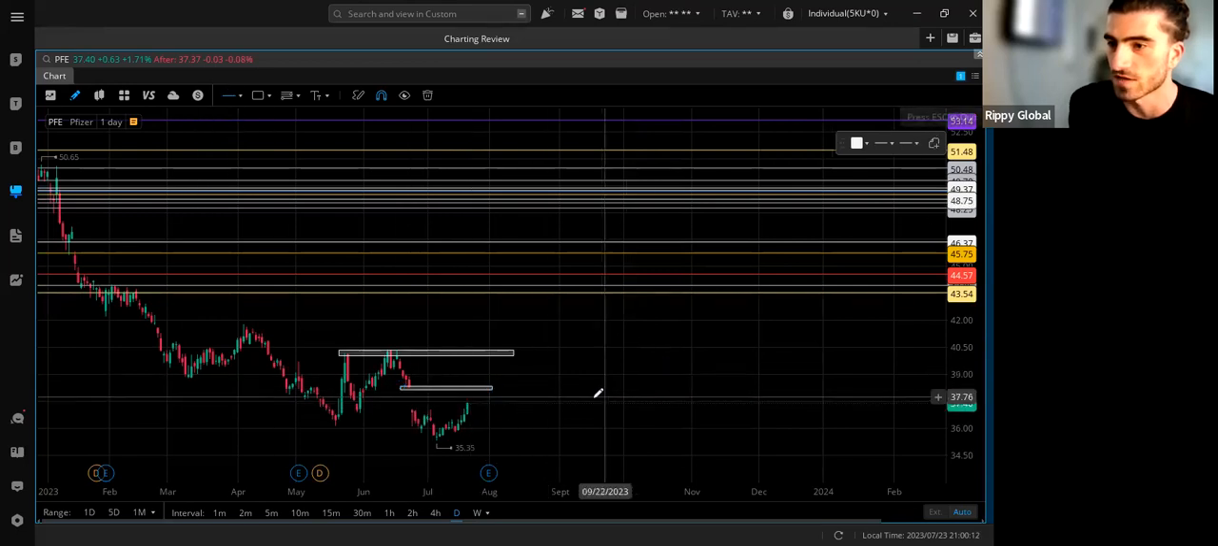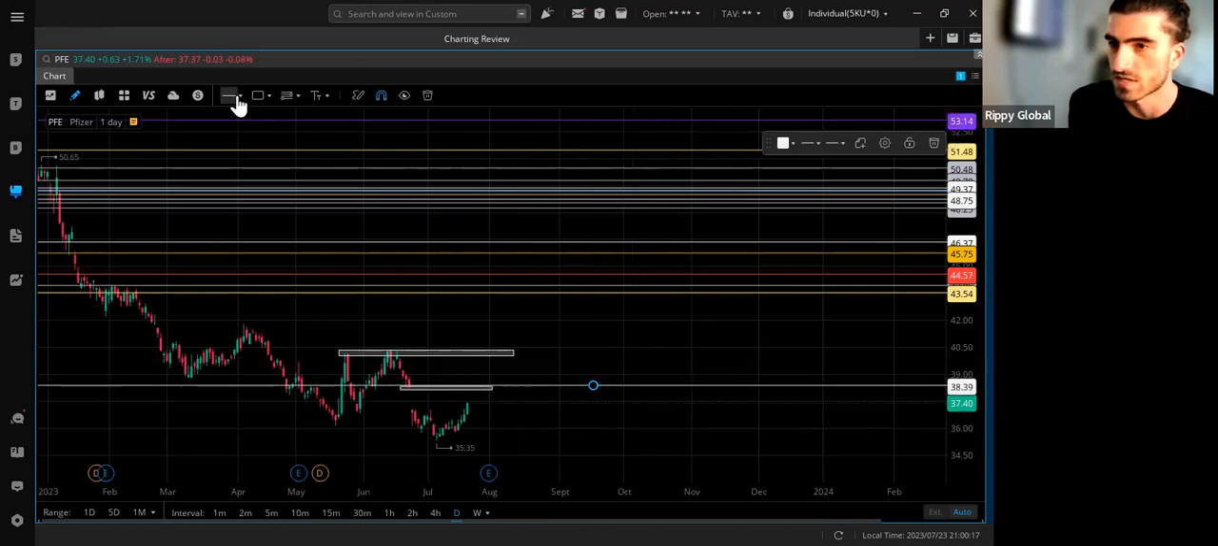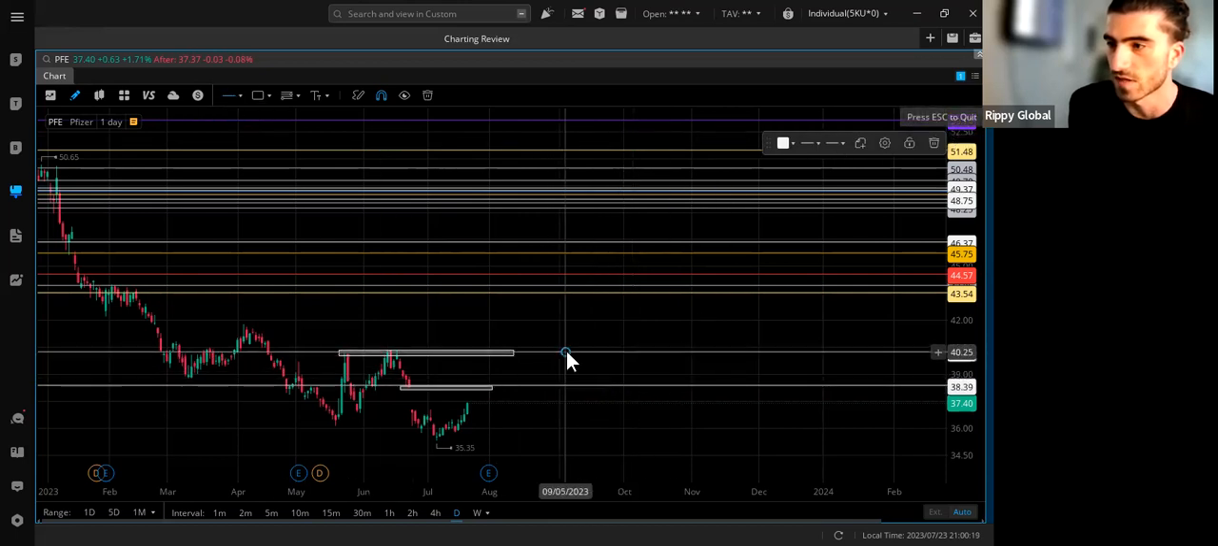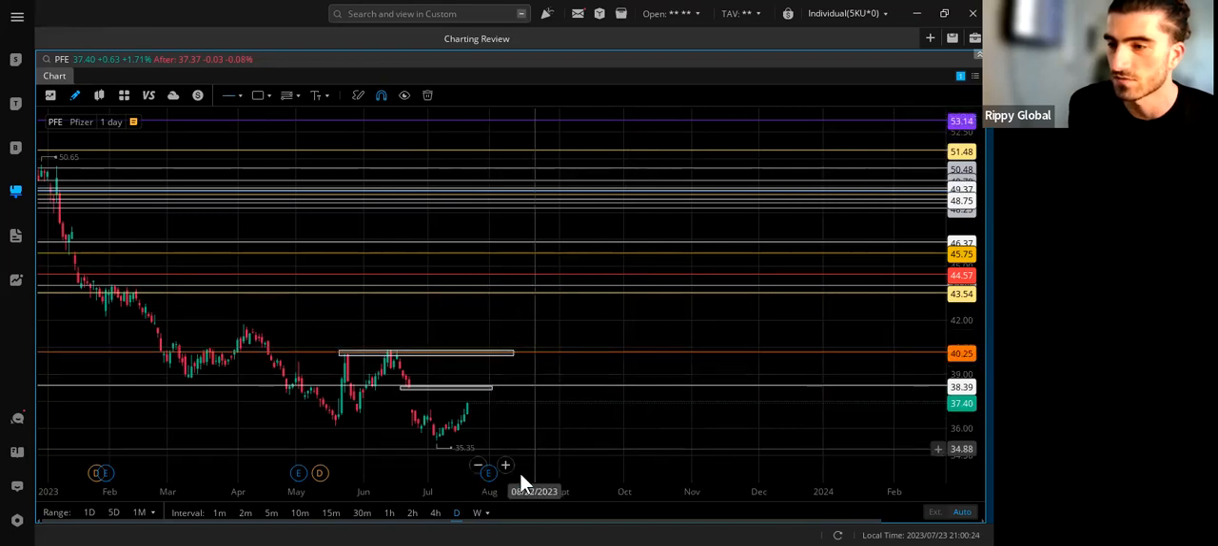So obviously for Pfizer on the upside, we got roughly $38.40 area as the first tap out. And above that, if we fill the gap, we have roughly $40 a share for that next tap out level as a rejection zone.